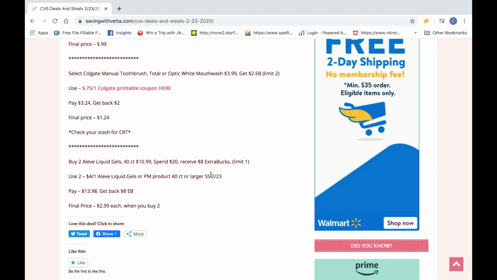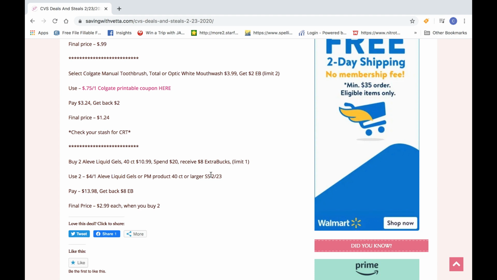Okay, so you buy two Aleve liquid gels, 40 count. They're $10.99 each, and when you spend $20, you get $8 back. Use two $4 off Aleve product coupon. Pay $13.98, get $8 back. So that makes them $2.99 for the 40 count. That's a really good price.